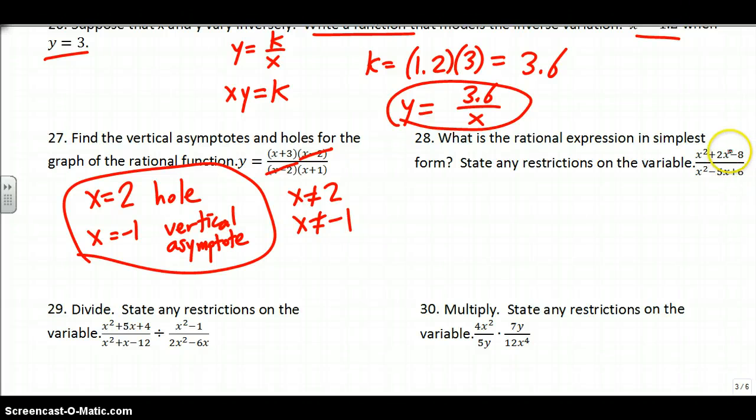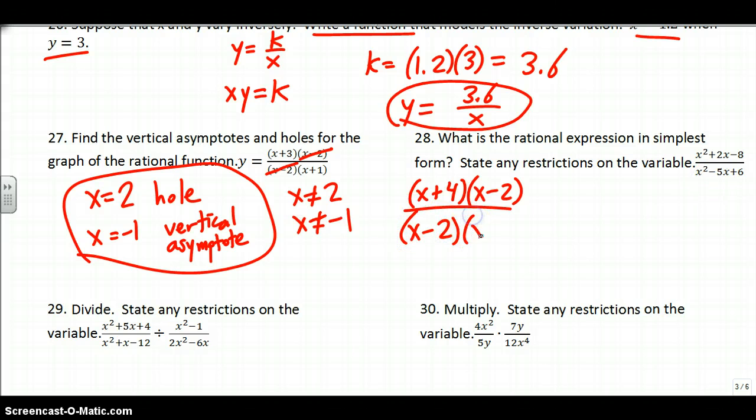I need two numbers that multiply to -8 and add to 2. Well, how about a +4 and a -2? Check it if you don't believe me. Multiplies to a -8, adds to a +4. On the bottom, multiplies to 6 and adds to -5.